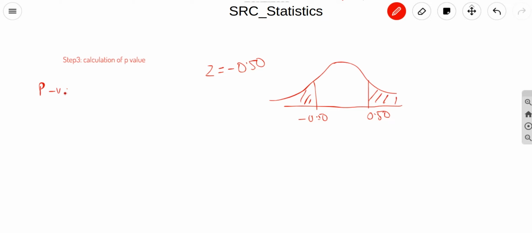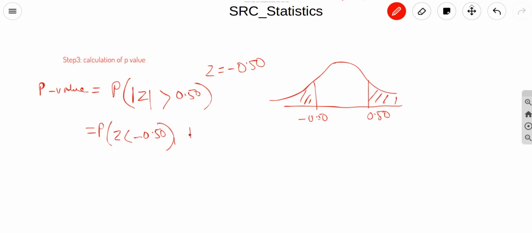So, the p-value formula is written as p-value equal to probability of modulus of Z greater than 0.50. We can break it as Z less than negative 0.50, that is the area to the left of the calculated value of Z, and the area to the right of the calculated value of Z. Now from the Z table or standard normal table, we find the probability Z less than negative 0.50, which is the same as this right side area. If we find the left side area, it is the same as the right side area.